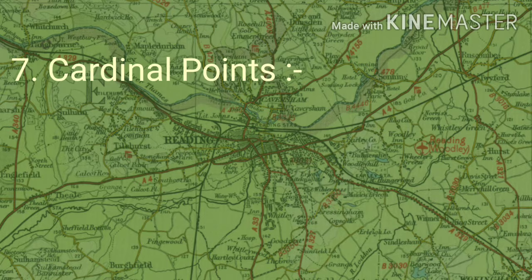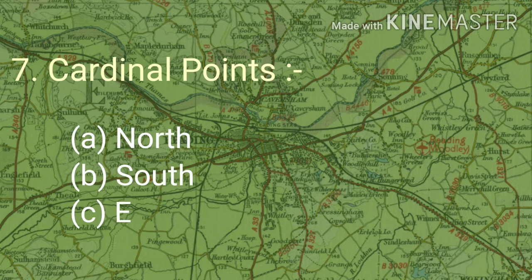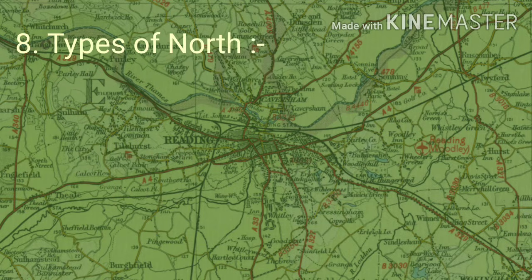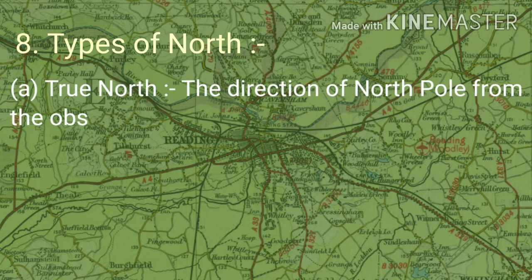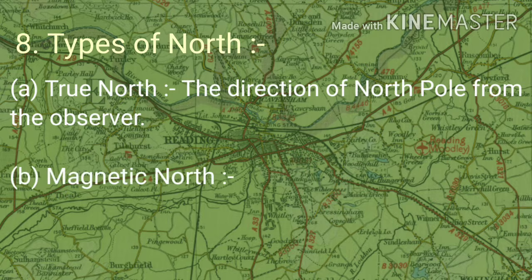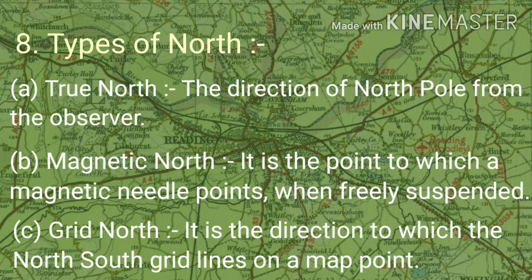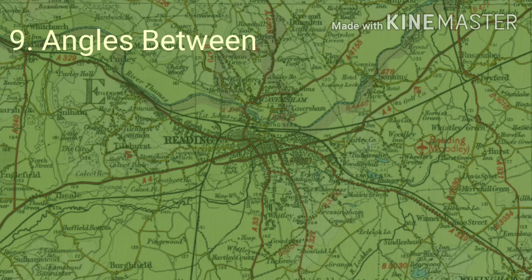Then cardinal points. There are 4 points. First one, north, south, east, and last one, west. Then types of north. There are 3 types of north. True north, first one, the direction of north pole from the observer. Then magnetic north, it is the point to which a magnetic needle points when freely suspended. Then last one, grid north, it is the direction to which the north-south grid lines on a map point.